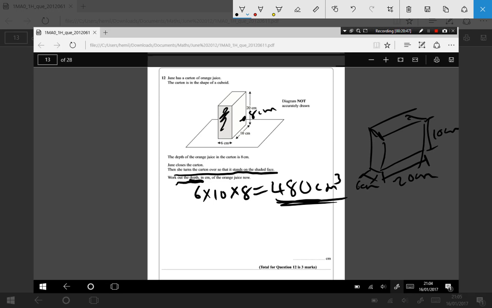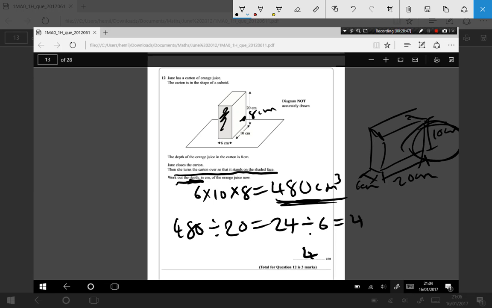So now we want to find the new height. So all you have to do, well, the depth is the height in this case. So what we want to do is 480 divided by 20, which is equal to 24. And then we want to divide it further by 6, and it's 4. So you know that the new depth is 4.